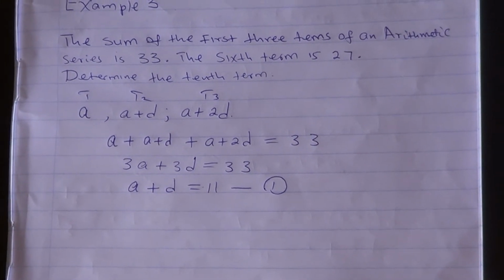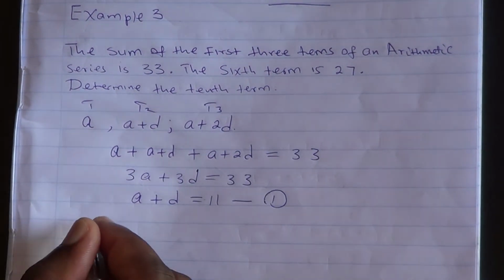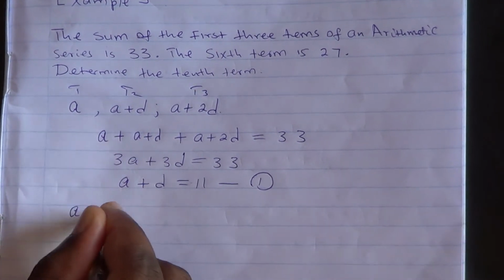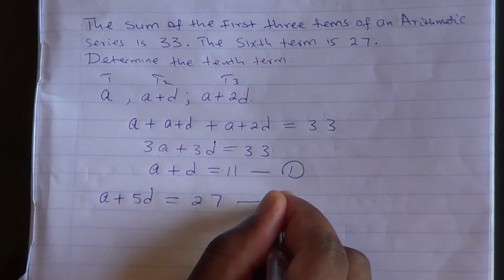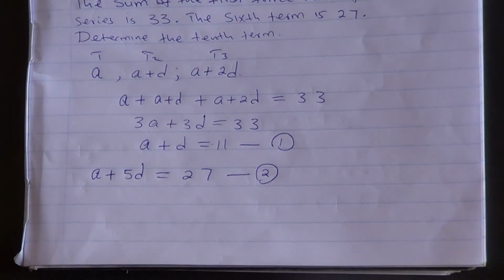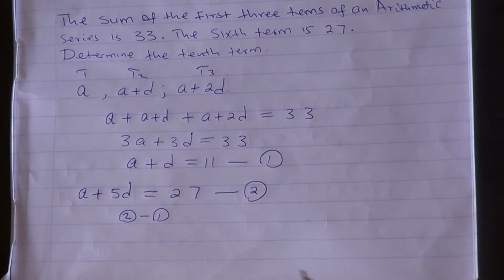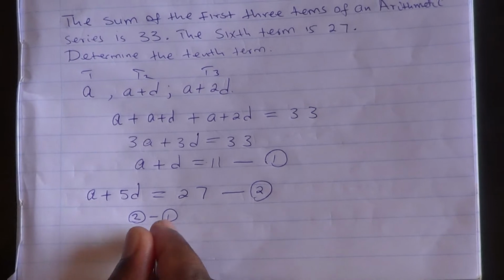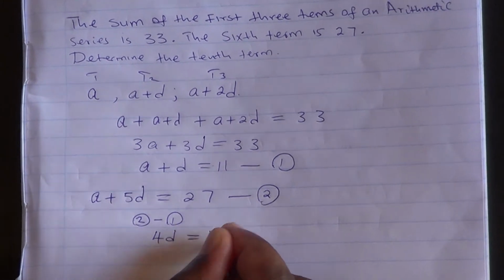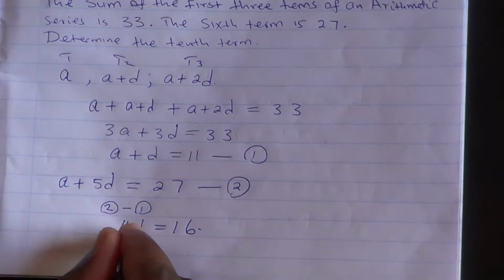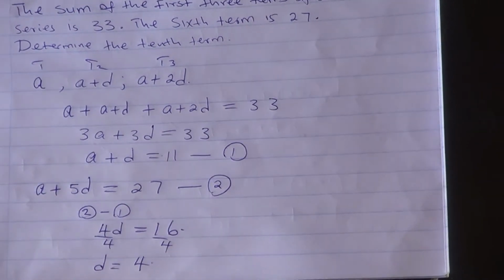Now we are going to the next step. The 6th term is 27. Remember T6. T6 is a plus 5d is equal to 27. This is equation number 2. Now we're going to use simultaneous equations. We're going to say equation number 2 subtract equation number 1. a minus a, that's 0. 5d minus d is going to give us 4d. 27 minus 11, we're going to get 16. Divide everything by 4. What are you going to have? The value of d is 4.